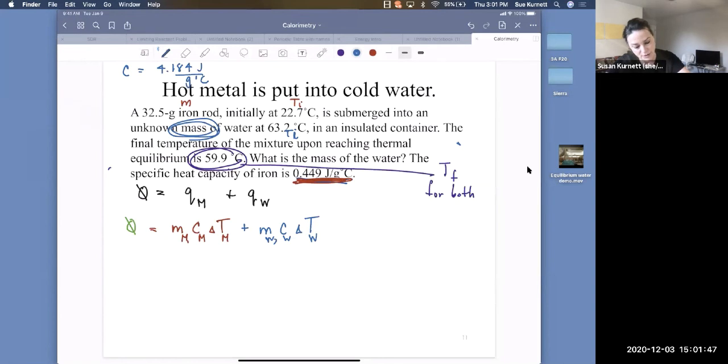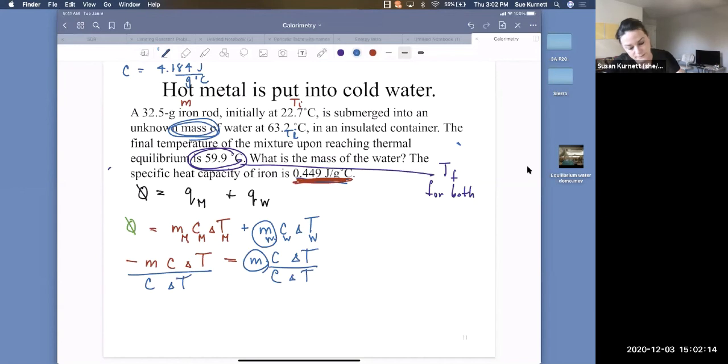Alrighty, so it looks like I'm solving for this. I can rearrange and then plug things in, or I can plug things in and then rearrange. It's easier to rearrange first because we don't have all those units in the way. So I'm going to go ahead and subtract MC delta T from both sides, and then divide by C and delta T for the water to solve for M.